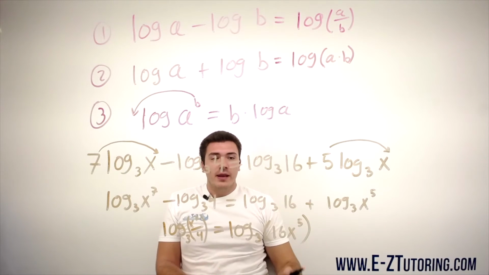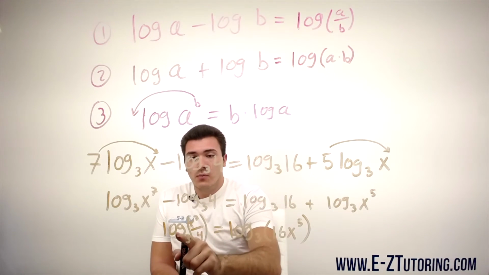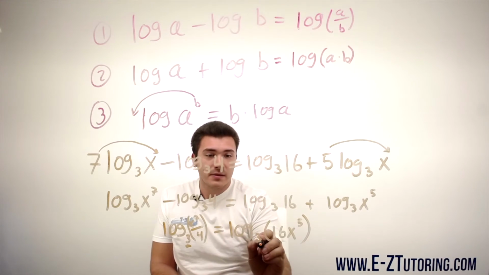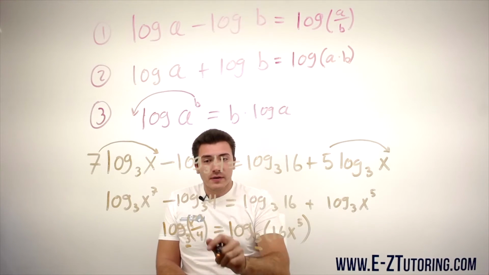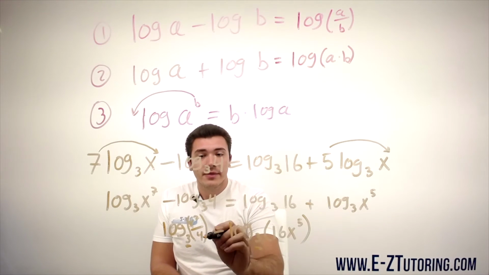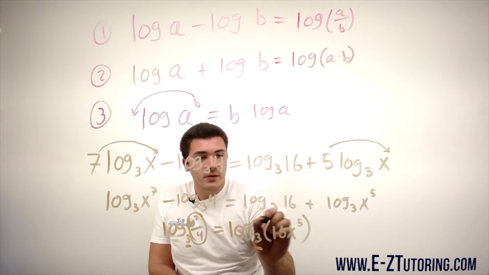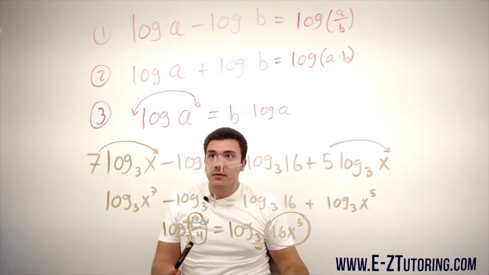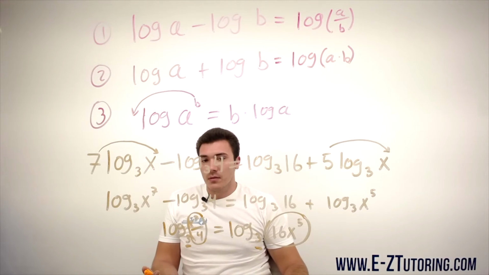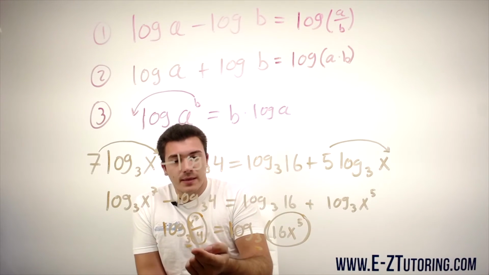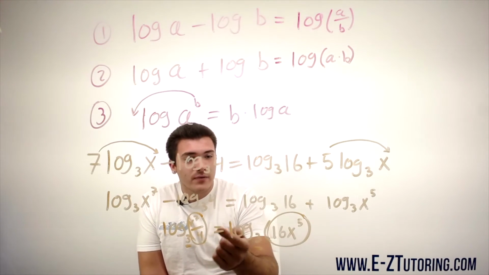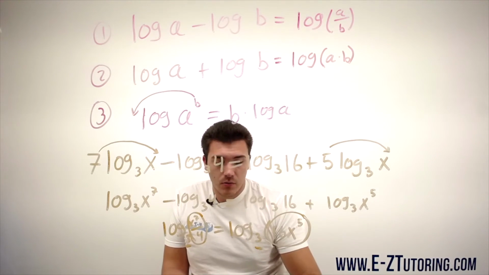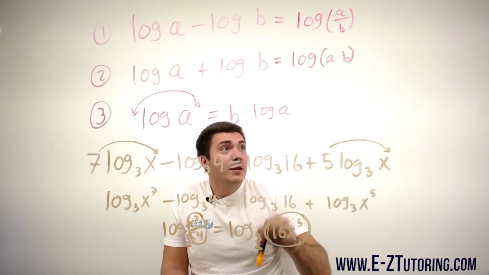Okay, so now we have one logarithm is equal to another logarithm, same base. So therefore, since everything here is equal, these must be equal to each other. I guess you can call this another rule: whenever a log with the same base is equal to a log with the same base, whatever's inside them must be equal to each other. It only makes sense.